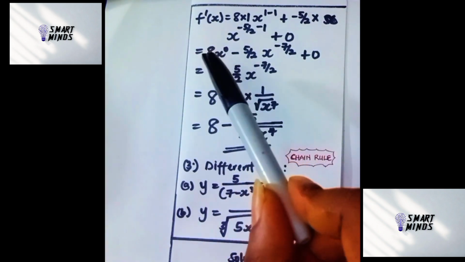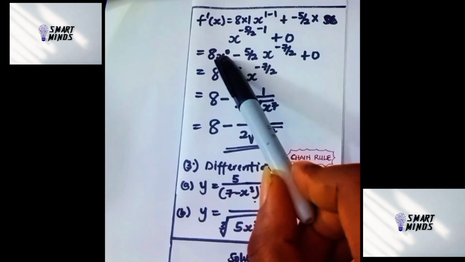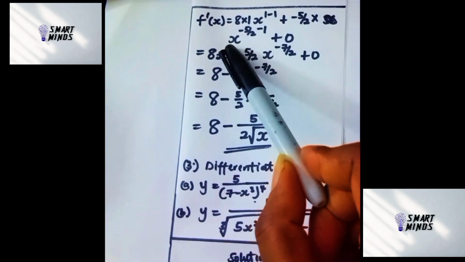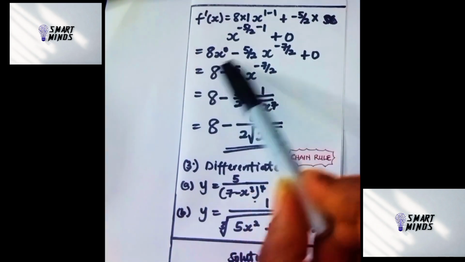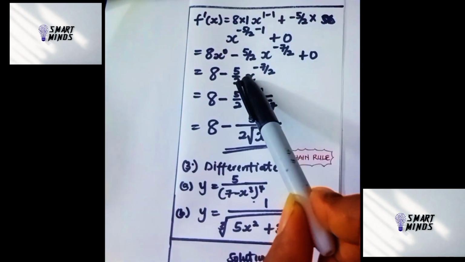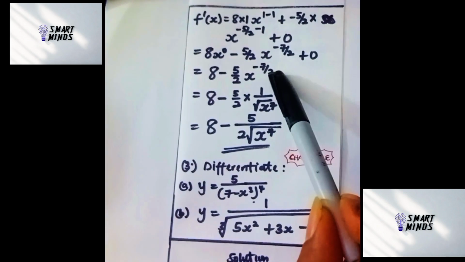So 8 times x raised to power 0. Remember, any number raised to power 0 is 1. So 8 times 1, which is 8. Then bringing down this expression, the 0 leaves the equation.